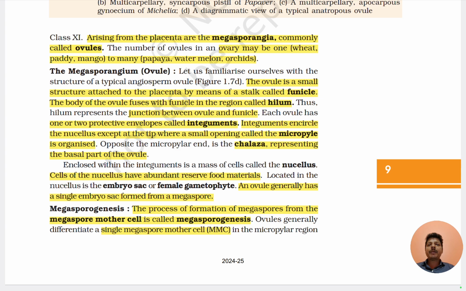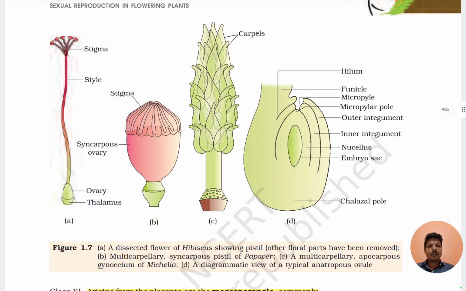Now, arising from the placenta are the megasporangia, commonly called ovules. The number of ovules in an ovary may be one, as in wheat, paddy, and mango, which have only one ovule, or many, as in papaya, watermelon, and orchids. The megasporangium, the ovule, is a small structure attached to the placenta by means of a stalk called the funicle. The funicle is also labeled here; you can see the funicle.